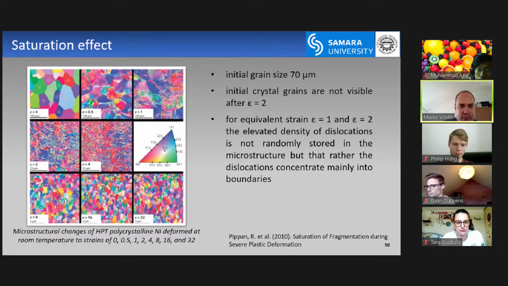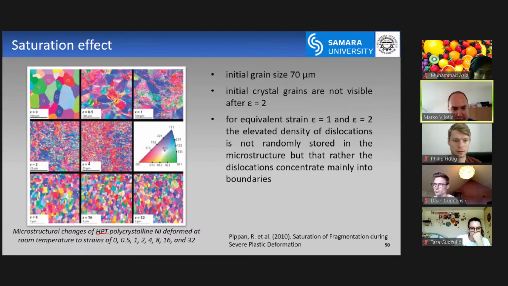You can see the grains. The scale here is 100 micrometers and the strain is 0. The SPD method is high pressure torsion. If you introduce a strain of just 0.5, you can see that the colors are changing. It means that strains are a little bit different, so grain refinement will take place. After a strain of 1, at certain parts you cannot recognize the initial grain.